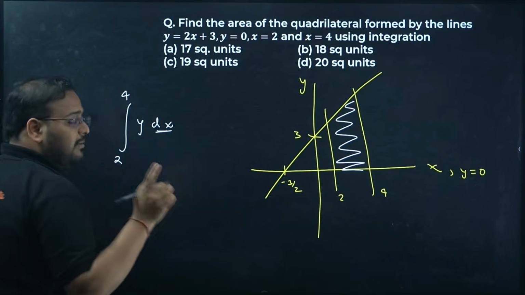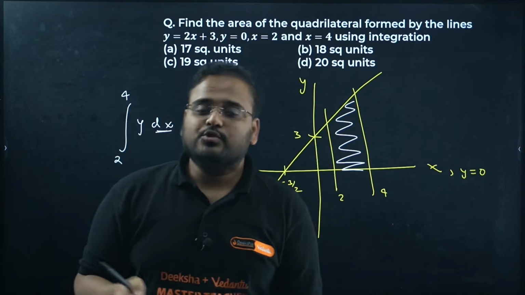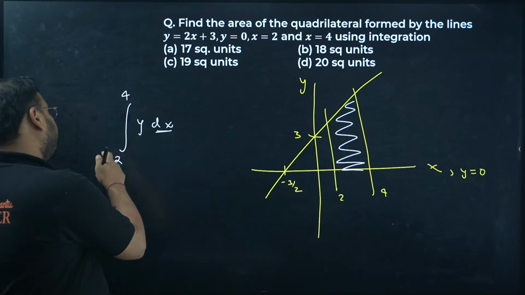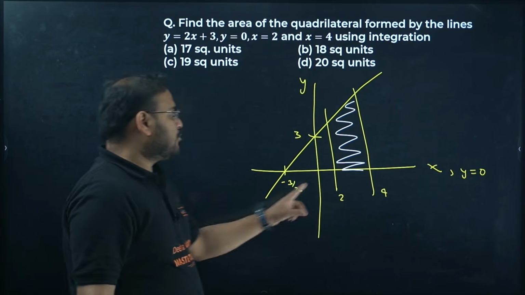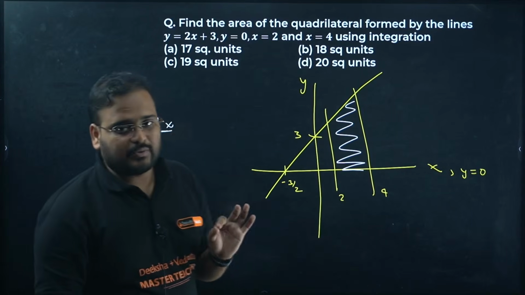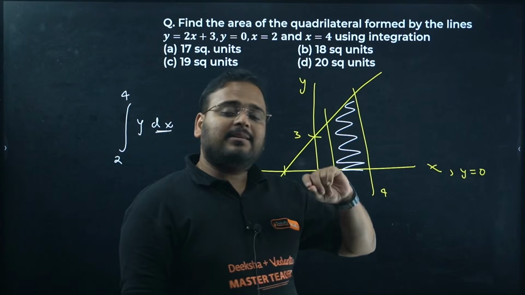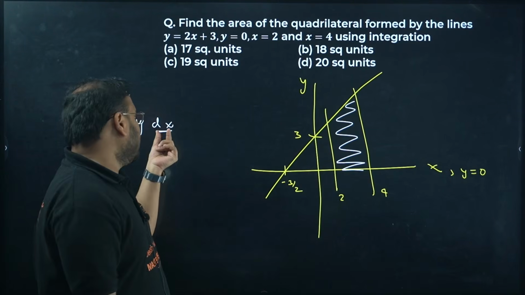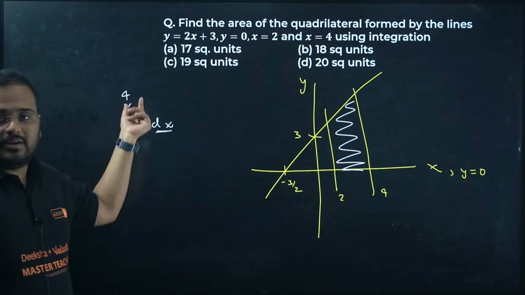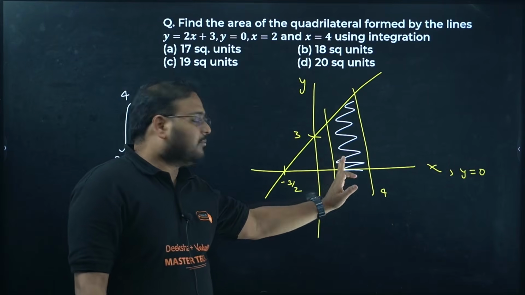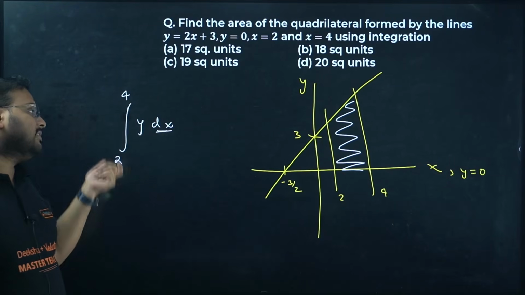dx represents the variable of integration, x over here. So the limit will be on the variable x only. So x equals 2, x equals 4 is the correct limits. Okay, very important to know that. Usually what happens, we make this mistake. We take some other variable as our variable of integration and we change some other limit. Okay, check here. The variable of integration is dx, so the limit is on x.